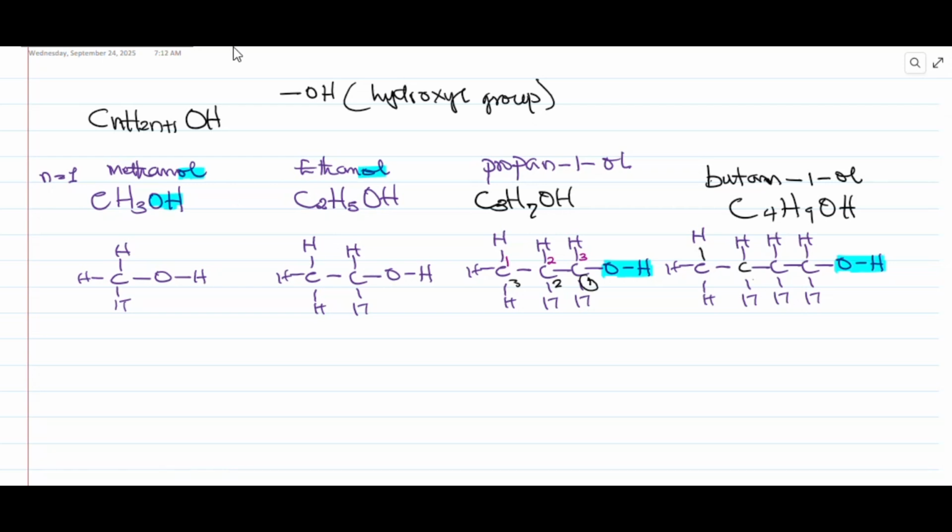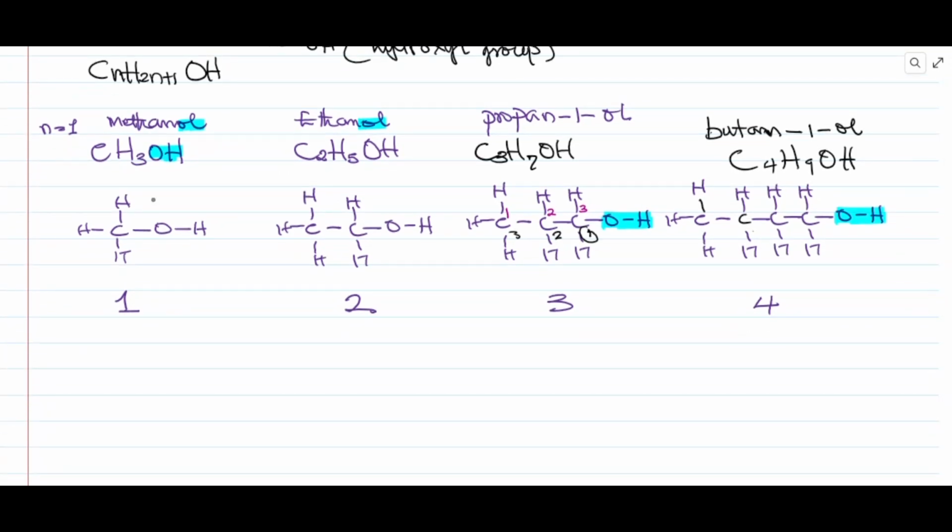If you compare the number of carbon atoms for each one, this one has 1 carbon atom, 2 carbon atoms, 3 carbon atoms, and 4 carbon atoms. So it means the chain length is increasing from left to right. If chain length is increasing from left to right, definitely the boiling point will be changing as well. So this one will have the lowest boiling point, which is 65 degrees centigrade. And this, that is butan-1-ol, will have the highest boiling point, which is 117 degrees centigrade.